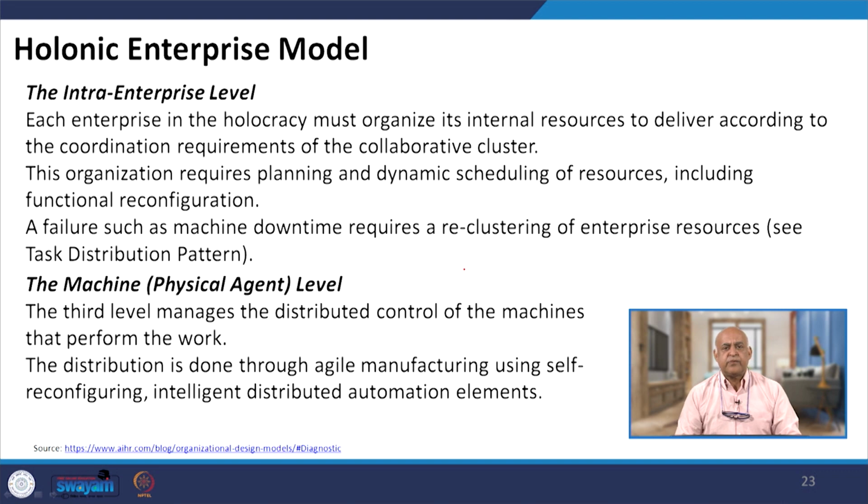In the task distribution pattern, each enterprise has a different structure. The machine physical agent level is there, and the third level manages the distributed control of the machines and performs the work. Now the distribution is done through agile manufacturing using self-reconfiguring intelligent distributed automation elements.